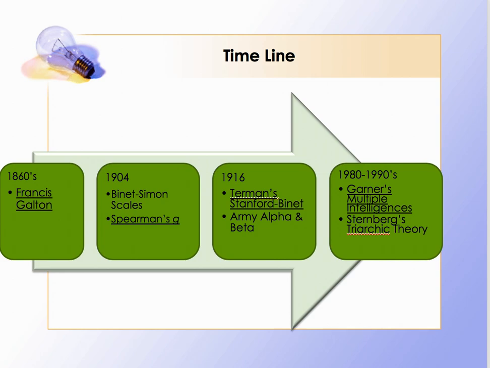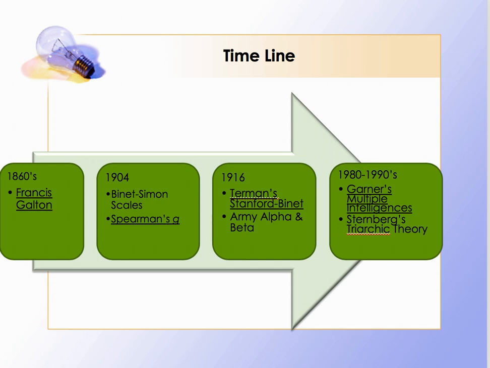And then in 1904, we have the Binet-Simon scale. So that took place in France. They were trying to determine which children needed to be in special education and which children could be in the regular classroom. So they developed this scale of intelligence in the hopes that that would kind of infer a child's achievement ability, if that makes sense.